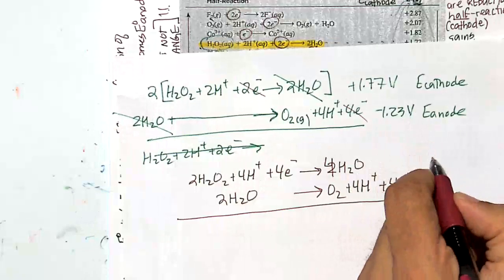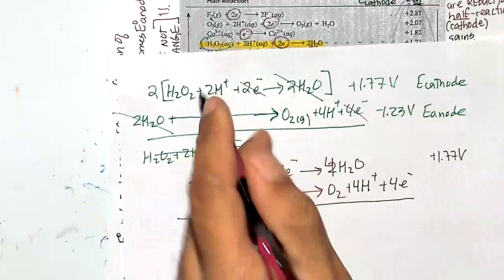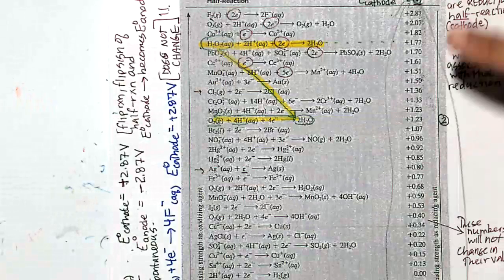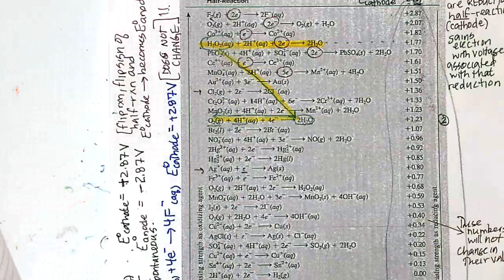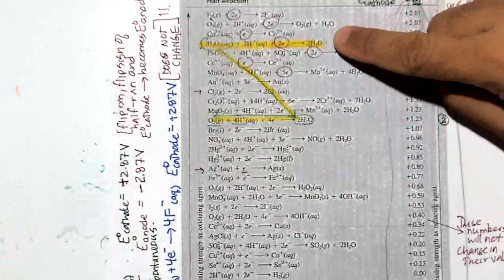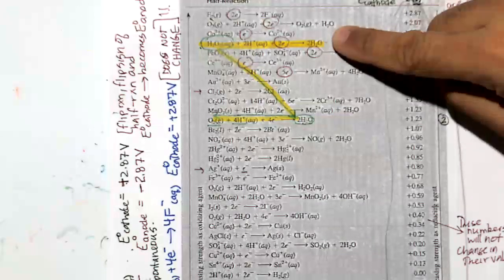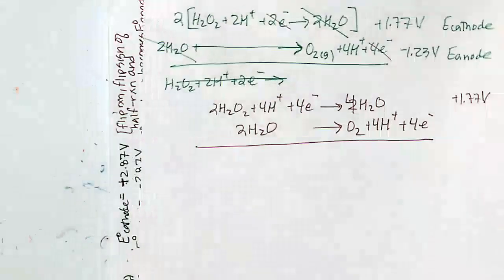If I multiply this by 2, it's still positive 1.77 volts, because these numbers never change. The only thing that changes is their sign. And what I told you is that whatever one I choose can flip everything below it.